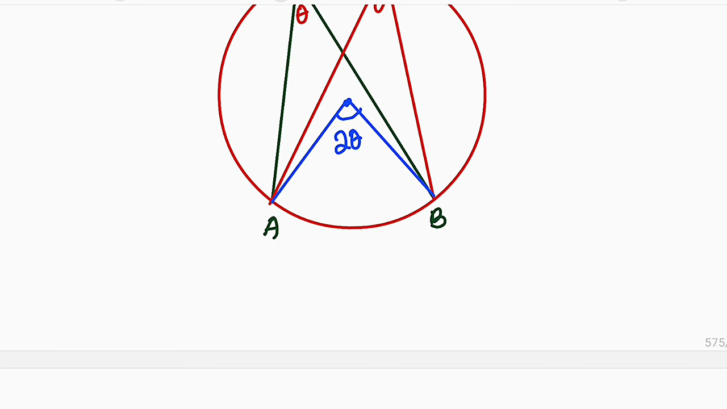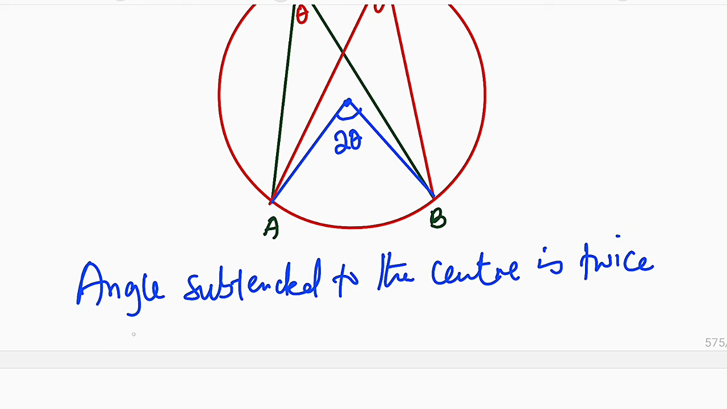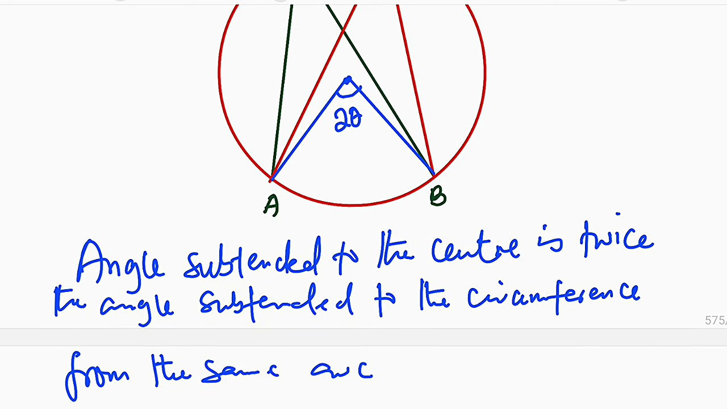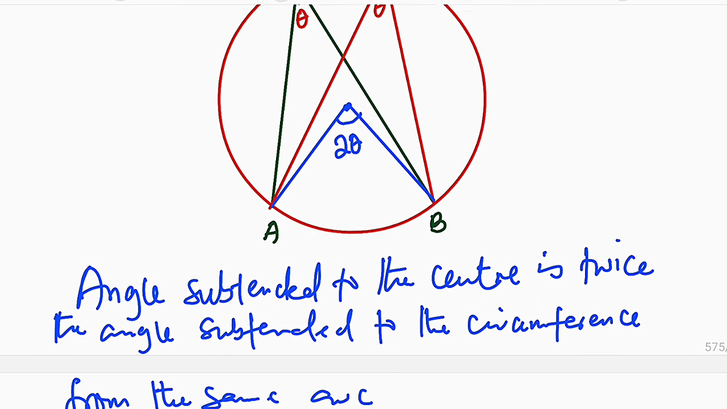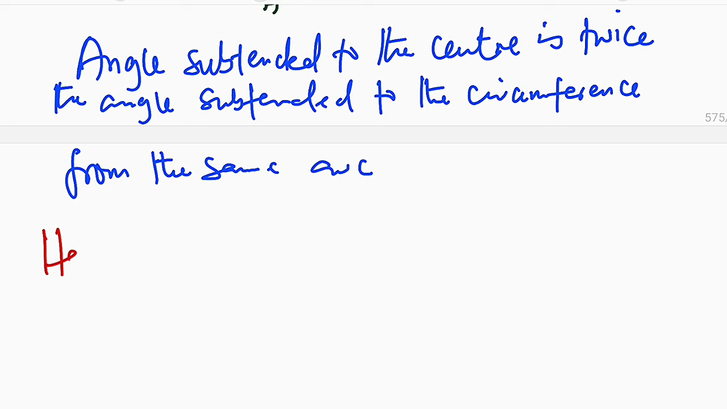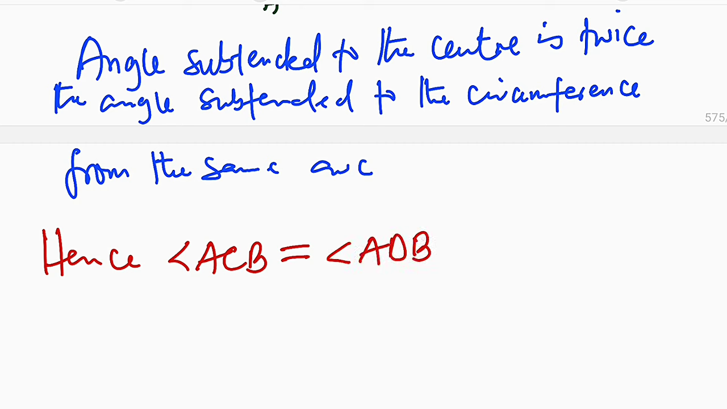So let me just write it here. All right, angle subtended to the center is twice the angle subtended to the circumference. If you want to see this proof, you can watch my previous lesson, and hence angle ACB must be equal to angle ADB. And hence the proof.